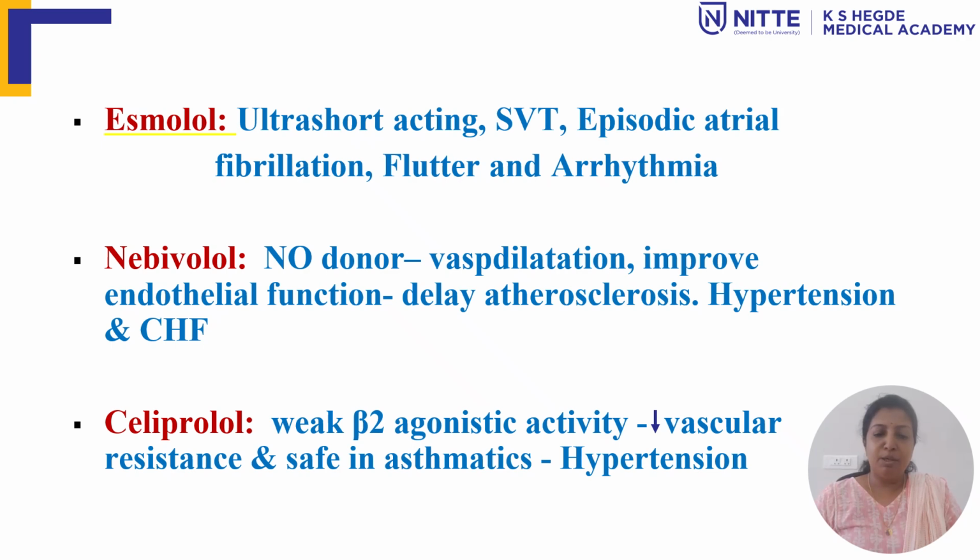Another drug is celiprolol, which has weak beta-2 agonistic activity, like the beta blockers with intrinsic sympathomimetic activity we discussed previously, which can decrease the vascular resistance, and they are found to be safe in asthmatics, so very much useful in hypertension.